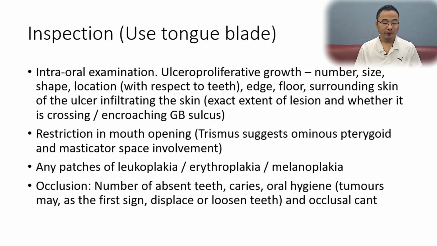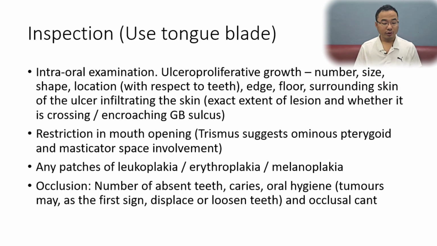So we will start off with examining the intraoral examination by looking at the ulceroproliferative growth: the number of it, whether it's 1 or 2 or 3, number, size, shape, location. Location is commented with respect to teeth, the edge, floor, surrounding skin of the ulcer, infiltrating the skin, the exact extent of lesion, and whether it is crossing or encroaching the GB sulcus is to be commented upon.